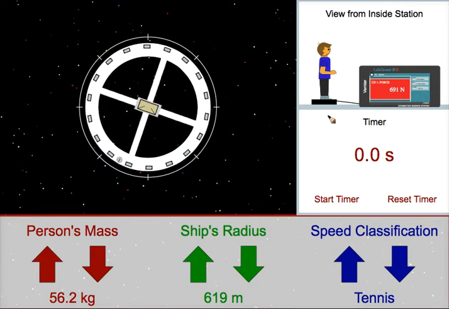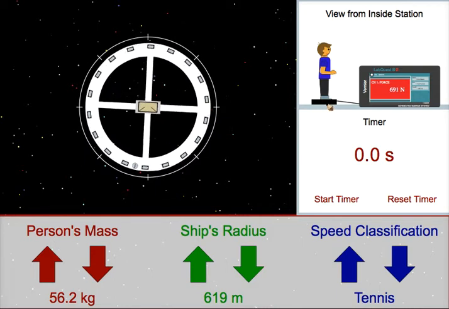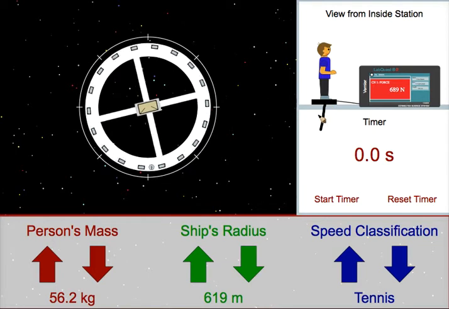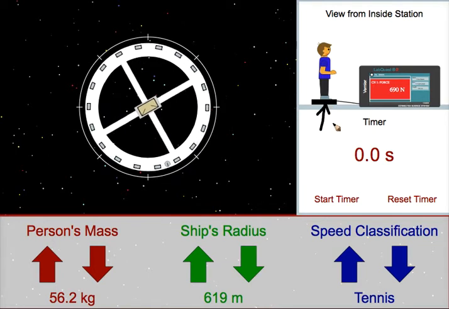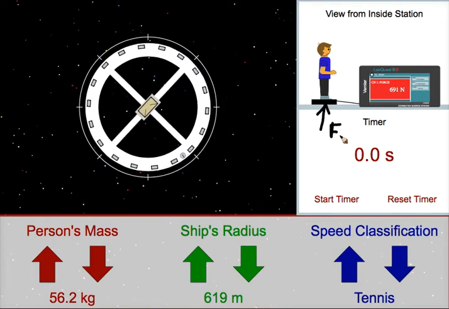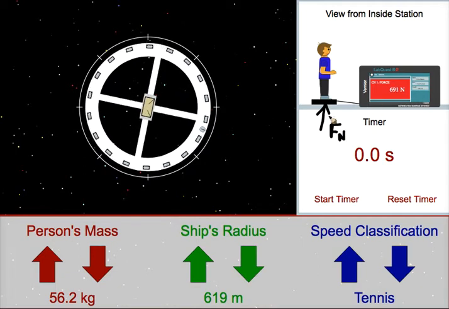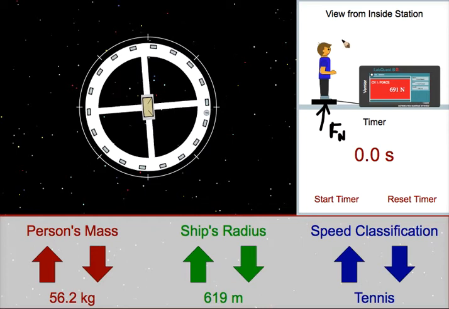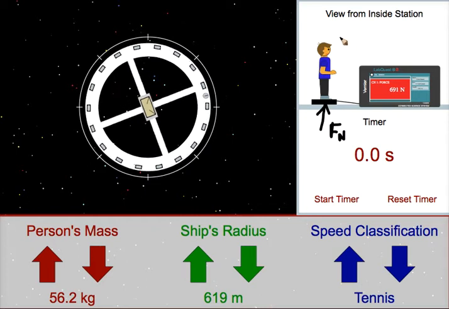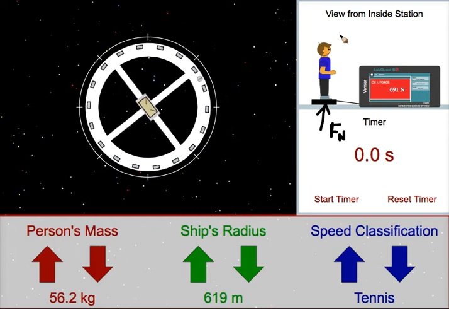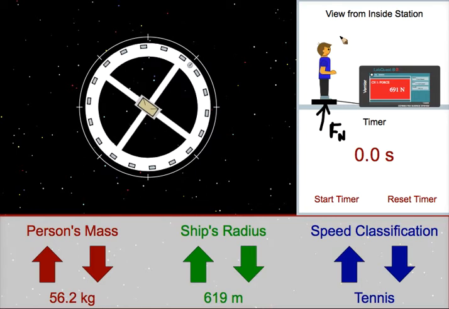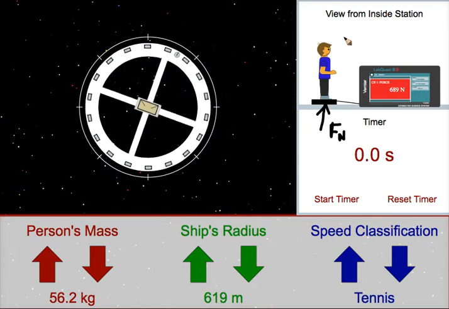This program is designed to allow you to look at the connection between the normal force felt by a person on a space station and the characteristics of the space station. This normal force experienced by the person on the spinning station will feel to them indistinguishable from the normal force they are accustomed to on Earth.